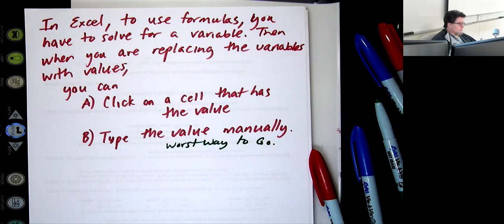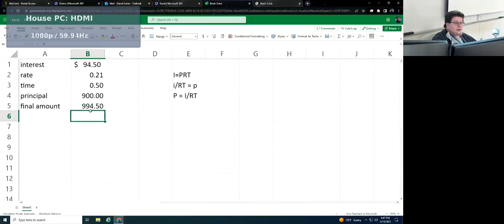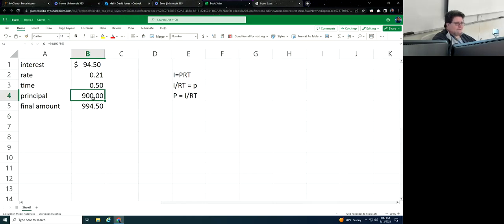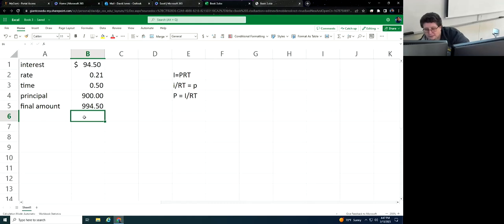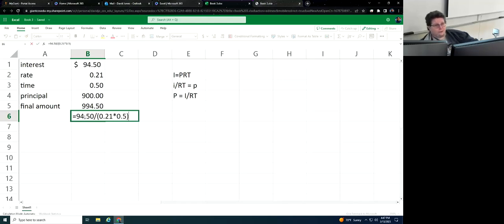If you're using a spreadsheet, use the cells and don't type in the values, for a couple reasons. When I look at an equation here, I can't see where the 900 came from. Let me do that 900 the way with just typing in values. I'm going to do 94.50 divided by 0.21 times 0.5. This is all typing in the values manually without using the cells.